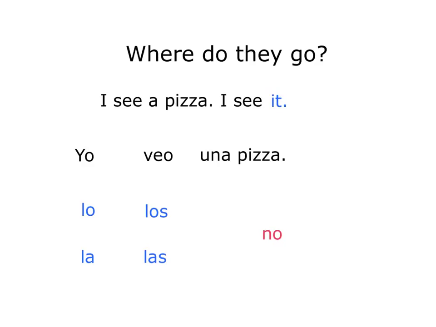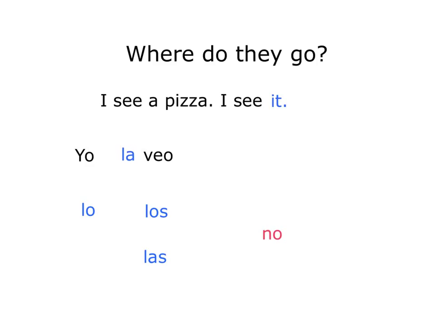So first of all, let's kick the pizza out of the sentence, because that's what a direct object pronoun does. Kick something out of the sentence. So goodbye to the pizza. We want to replace it then. What would be the best replacement for una pizza? Lo, la, los, or las? It would be la. And where it goes in Spanish is not at the end like in English, but right in front of the verb. Yo la veo. I see it.